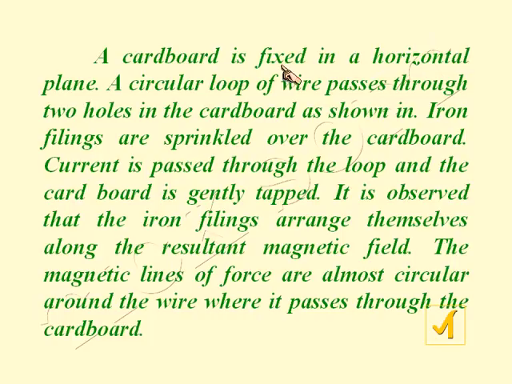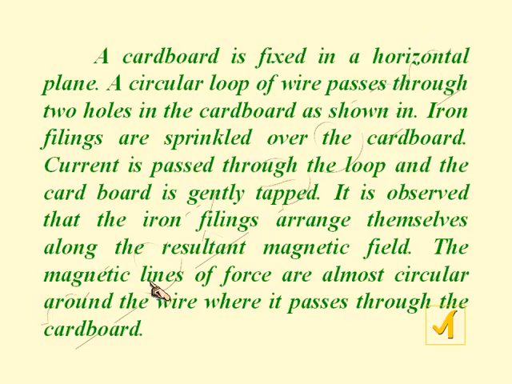A cardboard is fixed in a horizontal plane. A circular loop of wire passes through two holes in the cardboard as given in the diagram. Iron filings are sprinkled over the cardboard. Current is passed through the loop and the cardboard is gently tapped. It is observed that the iron filings arrange themselves along the resultant magnetic field.